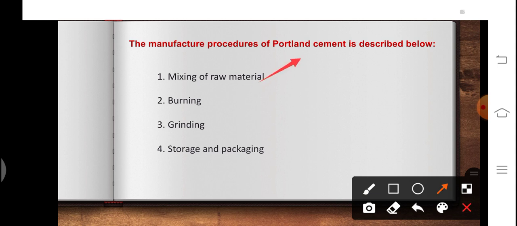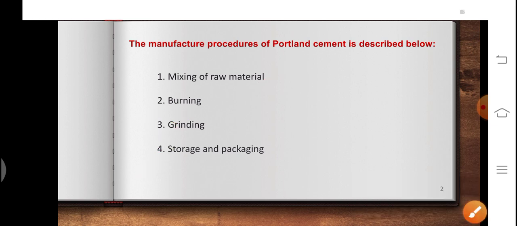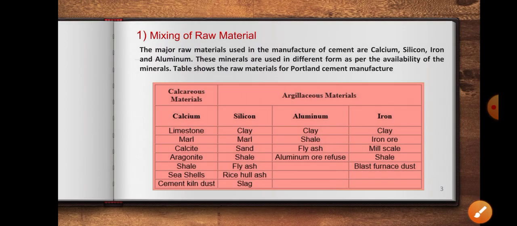We have two types of raw materials for Portland cement: calcareous materials and argillaceous materials. After taking and mixing the argillaceous and calcareous materials, they are then burned in a kiln. At the appropriate temperature, these materials form clinkers. After the formation of clinkers, these clinkers are ground in grinding mills, and then finally they are stored and packed. So let's start the process.